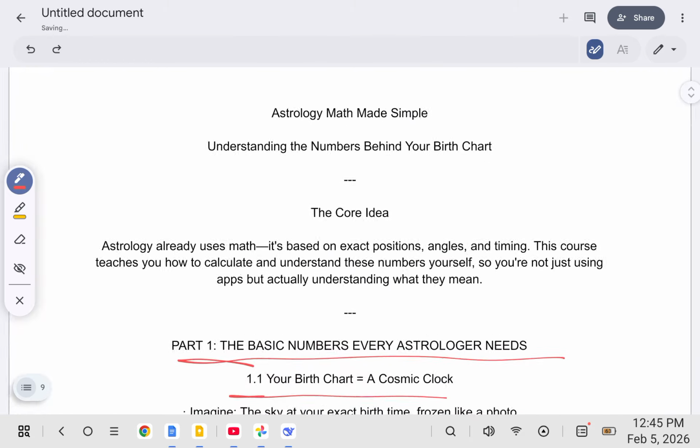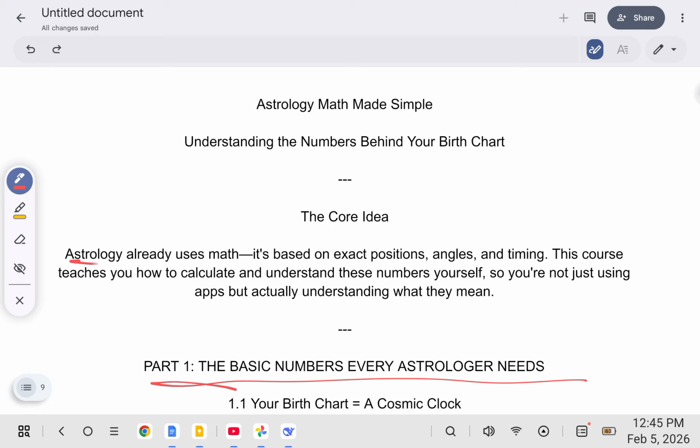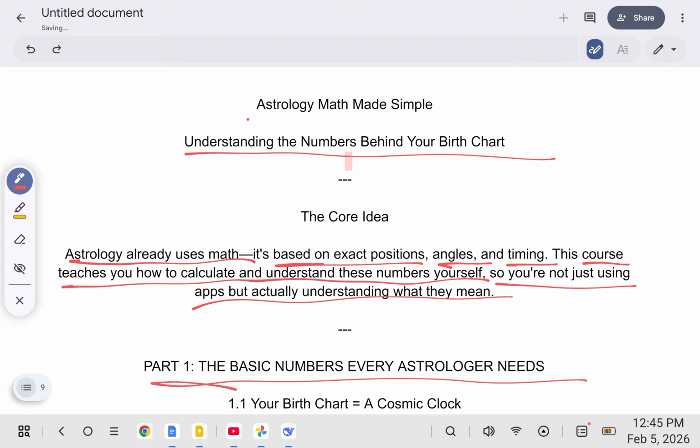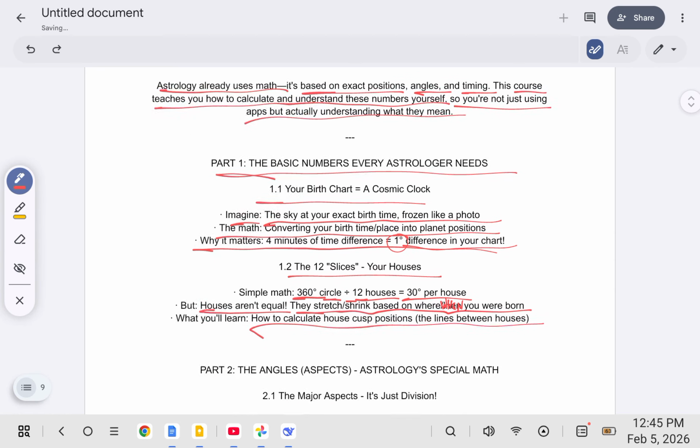And also, I just wanted to highlight this. Astrology already uses math. It's based on exact positions, angles, and timing. This is what we're going over. And this course teaches you how to calculate and understand these numbers yourself, so you're not just using apps, but actually understanding what they mean, understanding the numbers behind your birth chart made simple, okay?